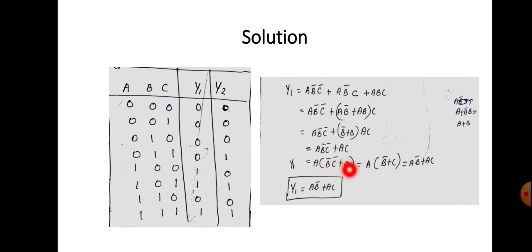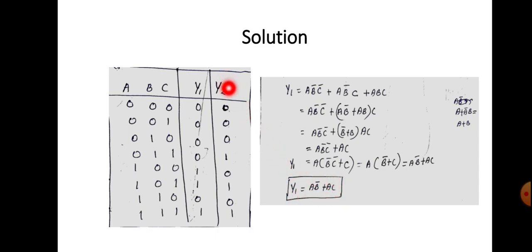Actually you may be familiar with this form. In the case of A plus A bar B, what is A plus A bar B? That is A plus B. Similarly, it is in the form of C plus B bar C bar, so this will be C plus B bar. So we can write A into C plus B bar, that will be A B bar plus A C. So y1 has the equation A B bar plus A C. It is in the SOP form, that is sum of product form, so we can implement y1 by using PLA.